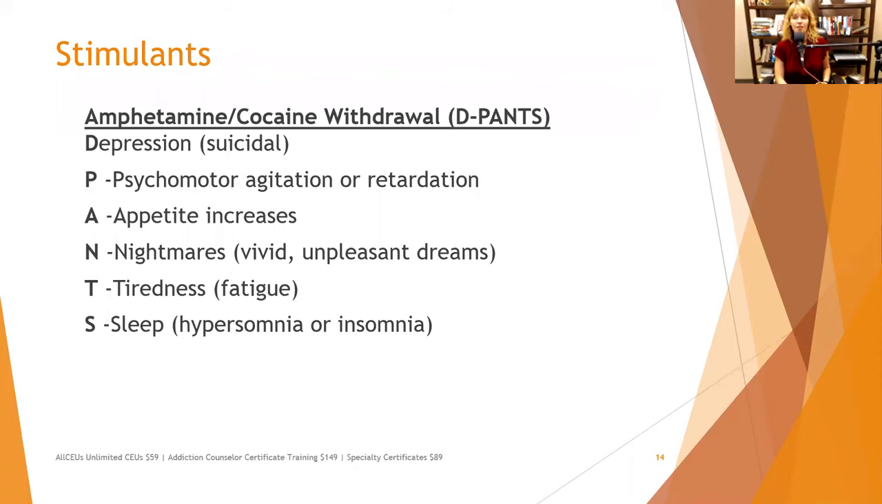They may have nightmares, vivid, unpleasant dreams. They may be really tired. Well, if you've been running on full bore for 3 days and haven't slept, you're probably going to be tired. And they may have sleep problems, and it can be hypersomnia, sleeping too much, which would make sense, but it can also be insomnia. They may still be a little revved. They may have some underlying anxiety, so we want to look for sleep changes in these clients. The biggest thing to watch out for with amphetamine and cocaine withdrawal is the suicidal ideation.